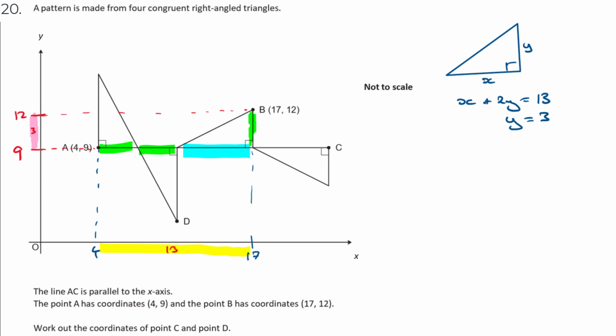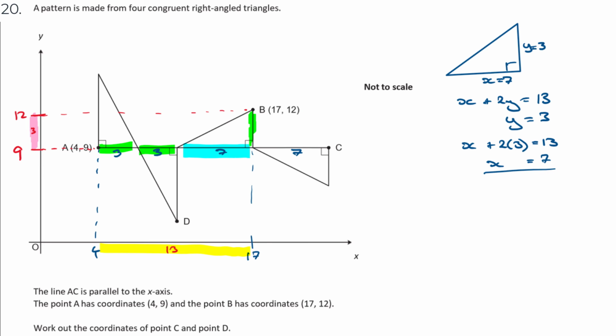Okay, so then I can work out what the long side is then. So if the short side is 3, so then working out the long side, X plus 2 lots of Y, X plus 2 lots of 3, that's equal to 13. So then X is going to be 13 take away 6, that's 7. So X is 7. Okay, so basically the longer side of one of these triangles is 7 and the shorter side is 3. So then that's 3, 3, 7, 7 from there to there then, isn't it?